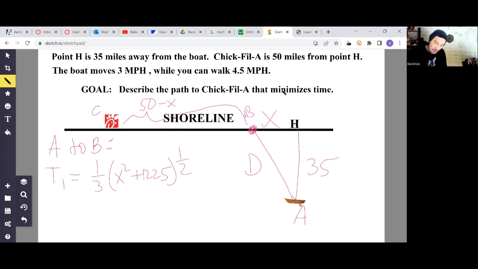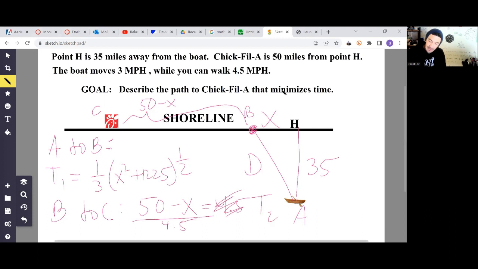Now time 2 is, now let's talk about B to C. So B to C, that distance equals rate times time. Well, we know what the distance is. The distance is 50 minus X. The rate is 4.5. T is time. So we'll divide by 4.5, and that gives us time number 2. So we have time 1, and then we have time 2.